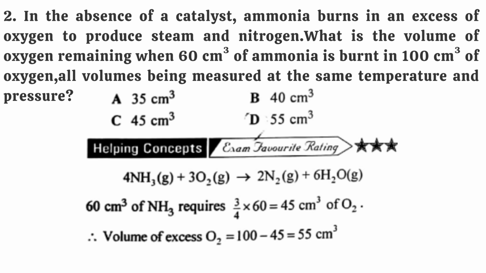But wait, we are given 100 cm³ of oxygen in total. Since only 45 cm³ of oxygen is actually used in the reaction, the rest is left over. To find the exact amount of oxygen remaining, we subtract the oxygen used from the total oxygen available. That means 100 cm³ minus 45 cm³ is equal to 55 cm³. So the volume of oxygen left over after the reaction is 55 cm³.